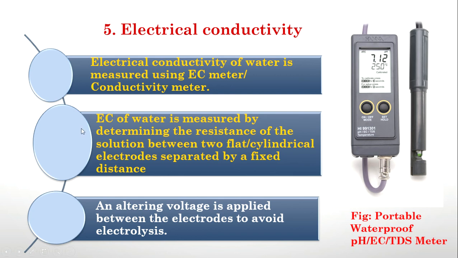So resistivity is equal to 1 by electrical conductivity. So we'll get the electrical conductivity. This is an instrument, the EC meter, which is digital. So this is the sensor. This may contain two electrodes.